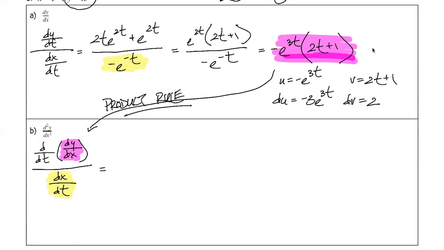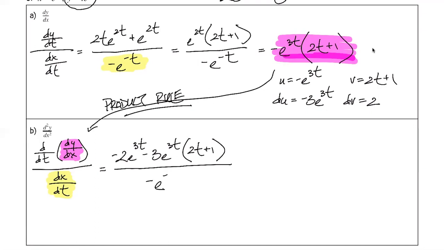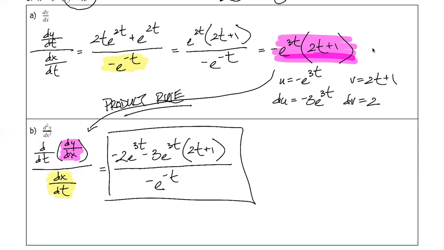All right, so u dv is negative 2e to the 3t plus v du, which is negative 3e to the 3t times 2t plus 1. That's my product rule. That's the derivative of my answer from part 1. Now I just need to copy my denominator from part A, negative e to the negative t. All right. And since I'm not finding a third derivative, I'm just going to leave my answer like this, okay? Done.